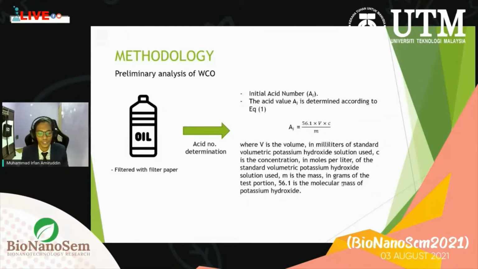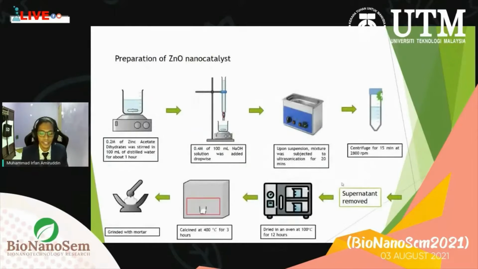First and foremost was the preliminary analysis of WCO. The collected WCO was filtered with filter paper to remove any solid impurities. The initial acid number, AI, determination was done by simple titration against ethanolic potassium hydroxide and was calculated using the following equation. After we determined the initial acid number, the catalyst was prepared.